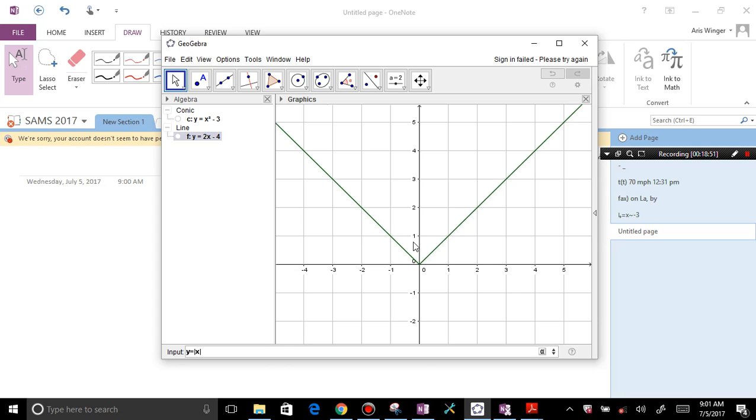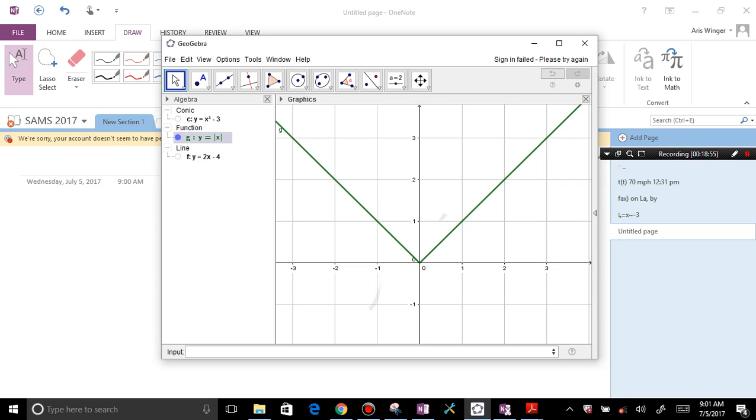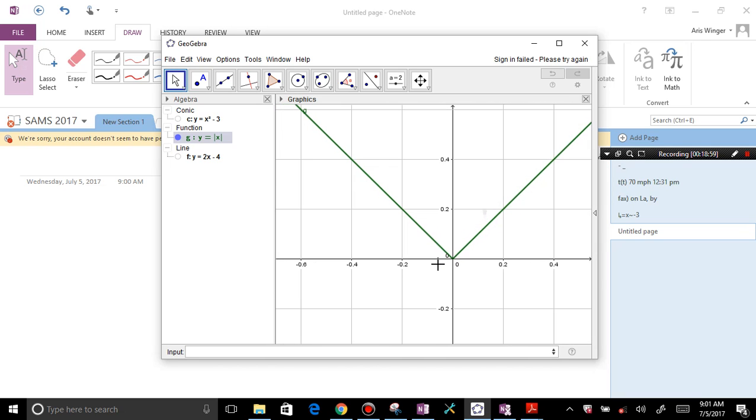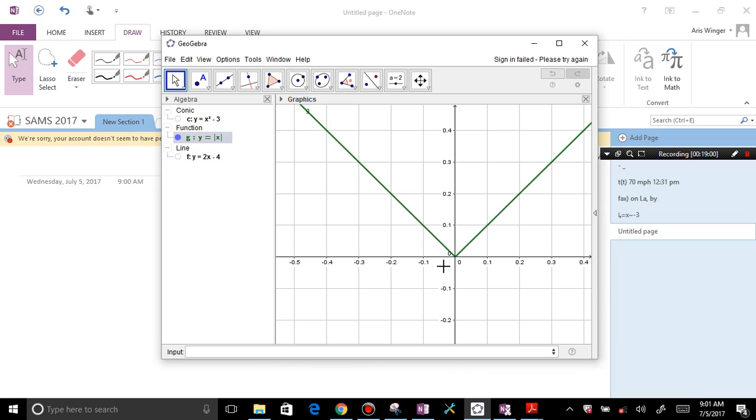All right, so here we go. We're claiming there's a problem at 0. Zoom in on it, 0. Does it look like a line? No. Derivative? No. Questions?